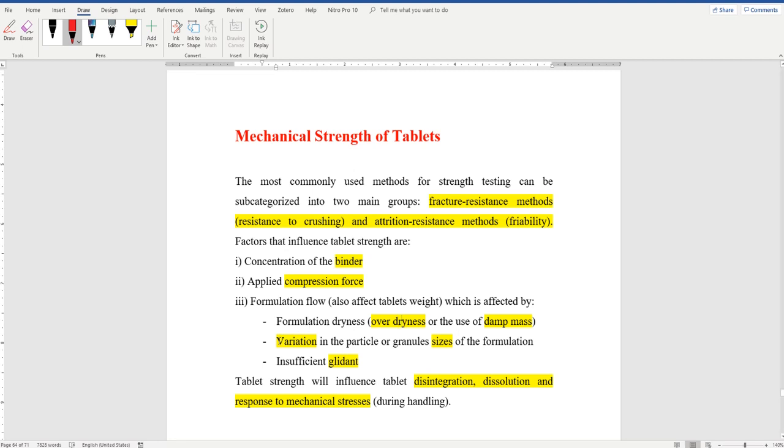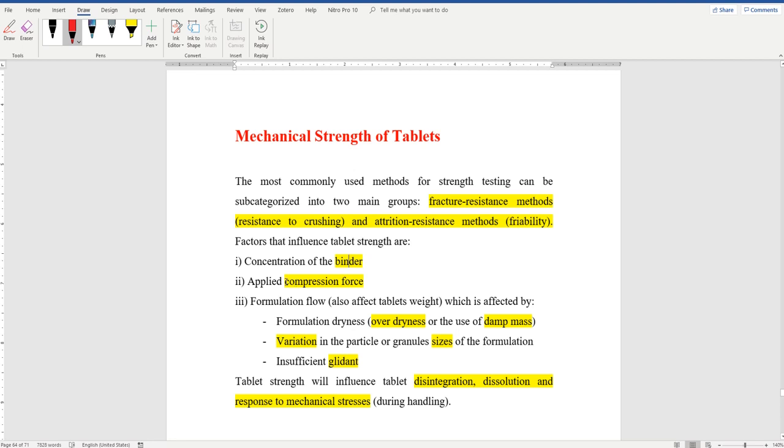The other reason, variation in granule or particle size, or we did not add enough glidant, or we did not mix the glidant well. So these are to do with formulation flow. Another reason is that I did not add enough binder or added too much binder. Too much binder will cause the tablet to be harder. Less binder will cause the tablets to be softer or less resistant to crushing.